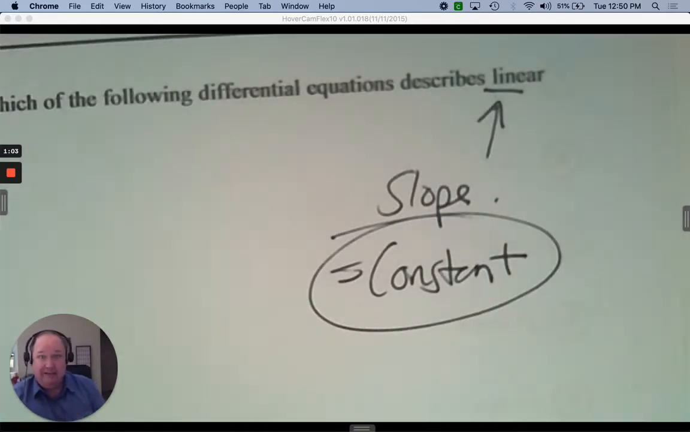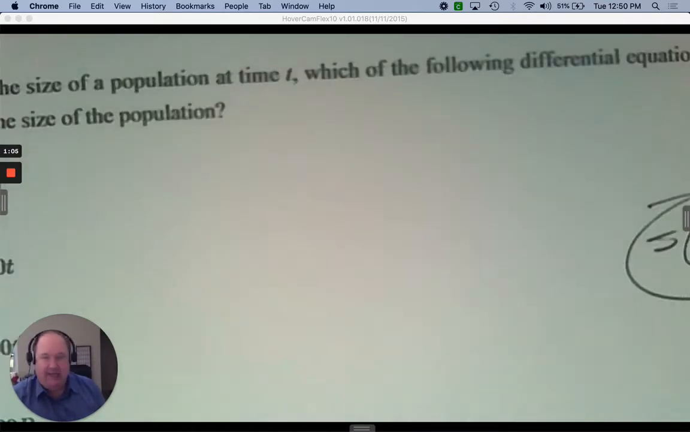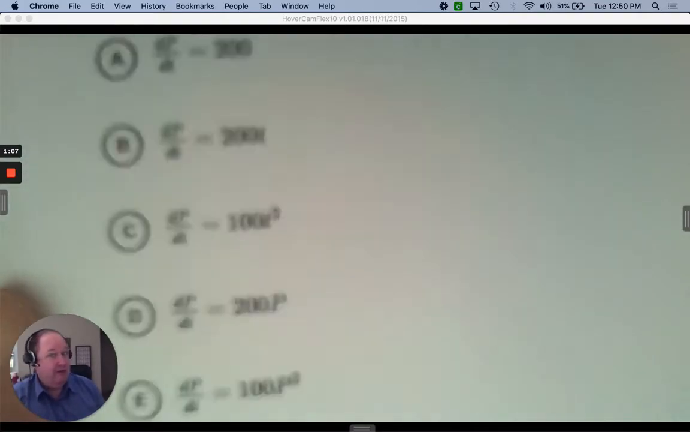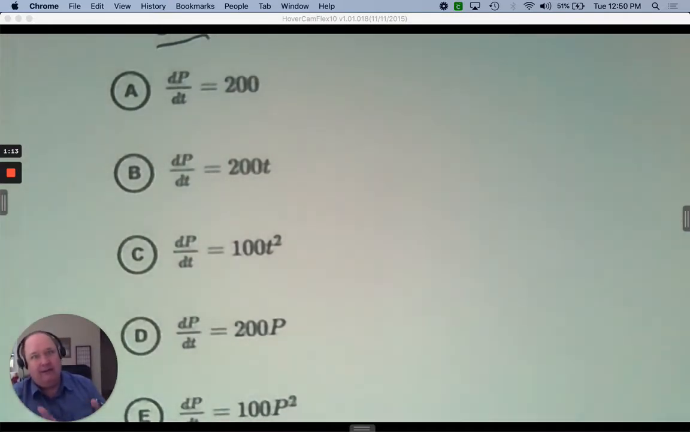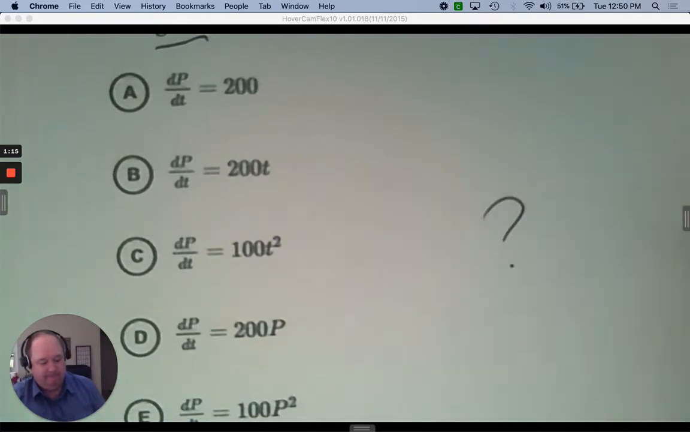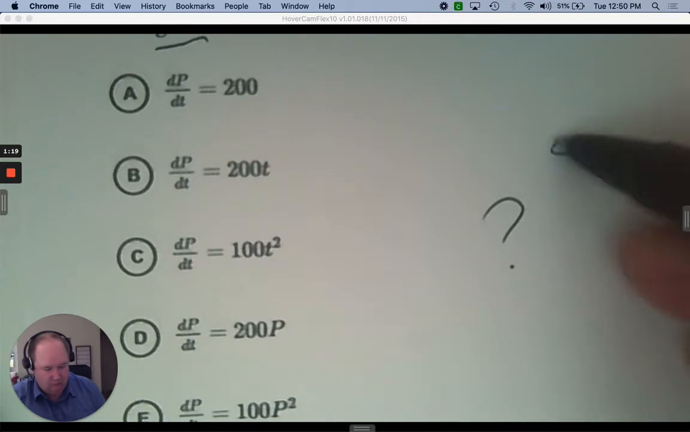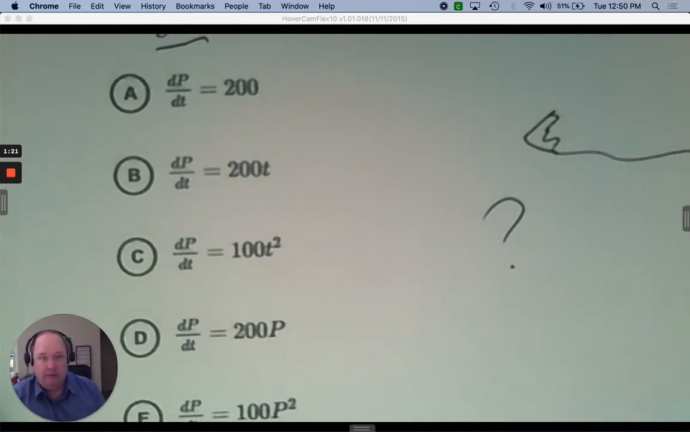The rate never changes. So if I look at A or B or C or D or E, which one of those is a constant that no matter the time, the number would stay the same? Where am I pointing towards? Number 2.